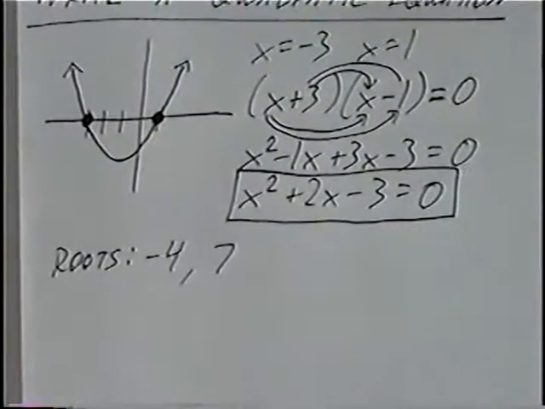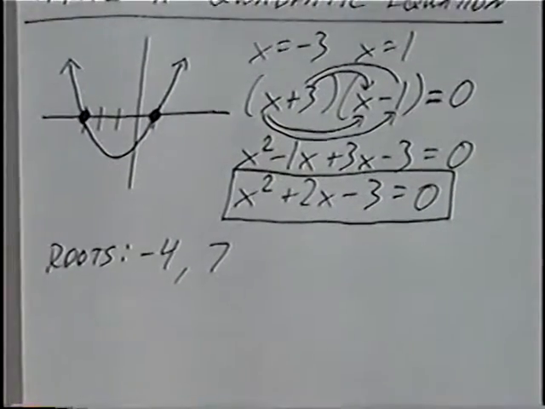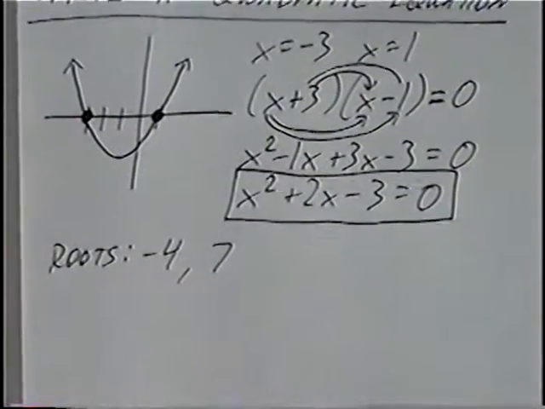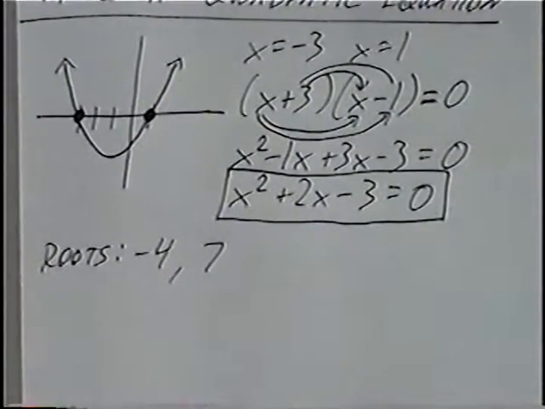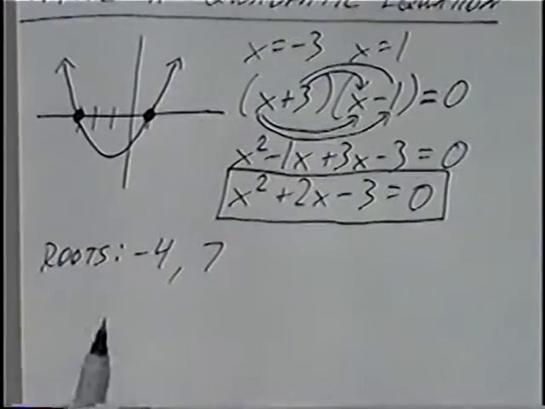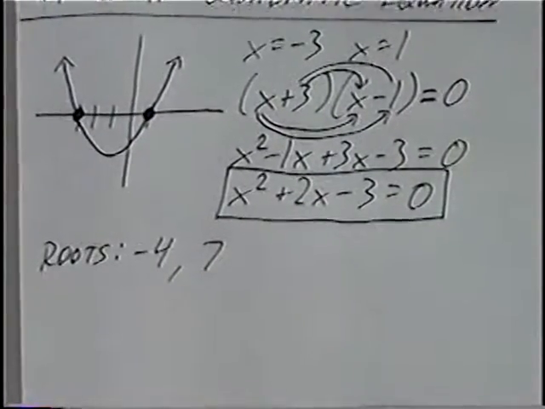Second question and last question for the section. We're given the roots to the quadratic equation. One root is -4 and the second root is -7. The roots are the same as the values where it crosses the x-axis, or the solutions to the quadratic equation.